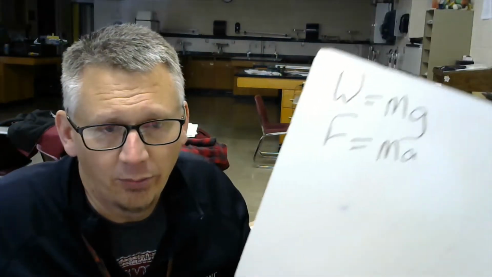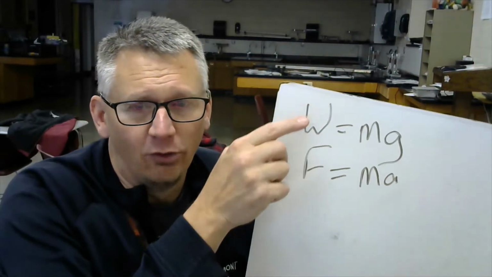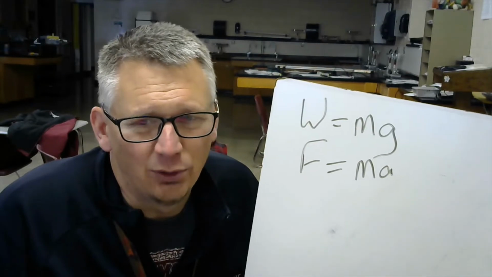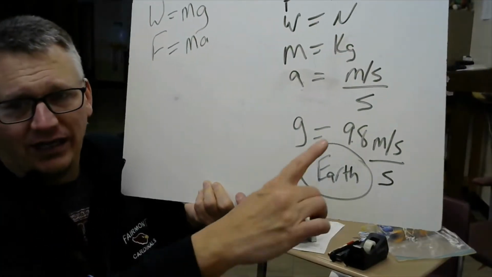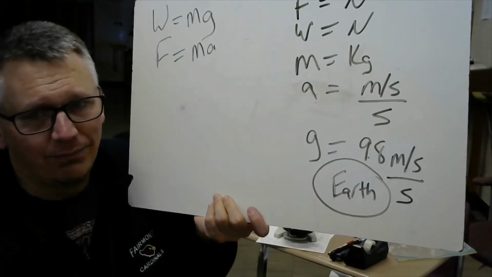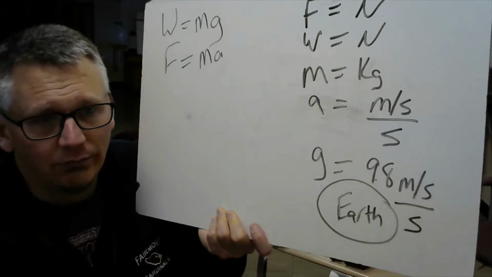Okay, this video is for Unit 7 Worksheet 4, and I'm going to go old school with my whiteboard and attempt to do a little review. First of all, our formula W is equal to mg. That is weight is equal to mass times the gravitational constant, and the gravitational constant is 9.8 meters per second on Earth. The moon, different.